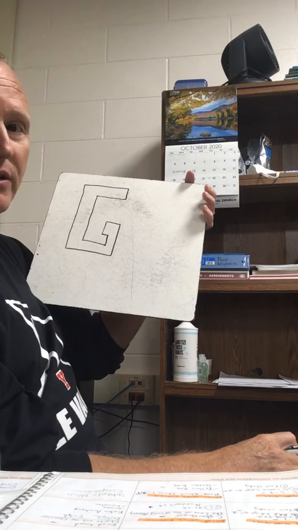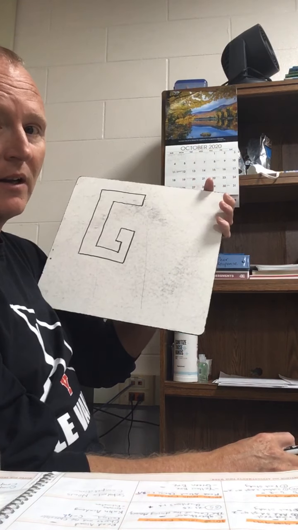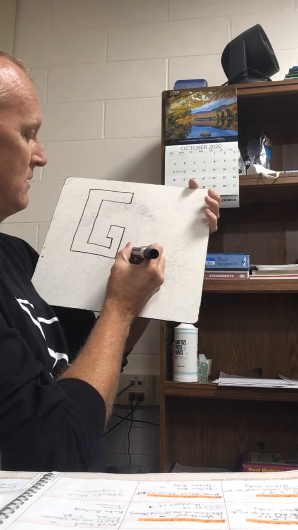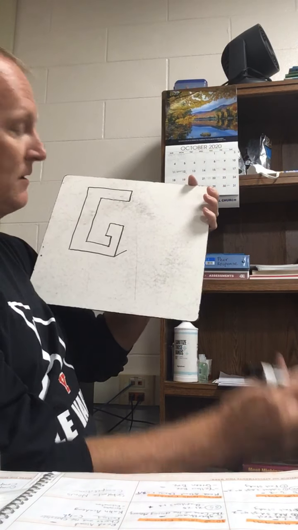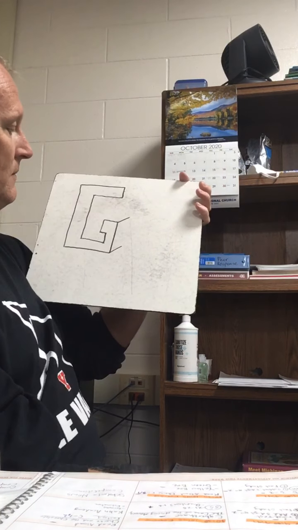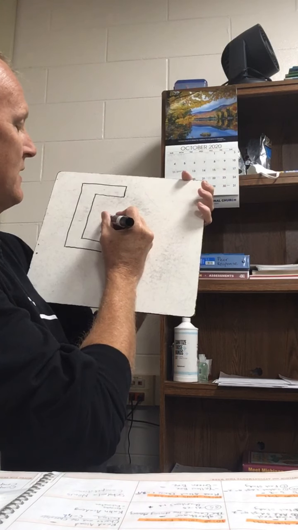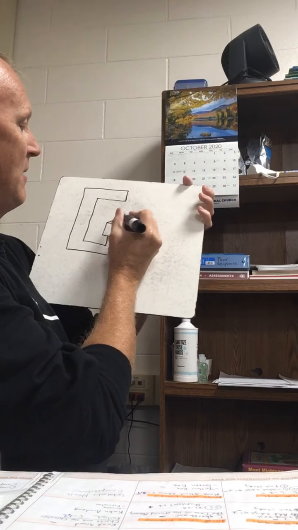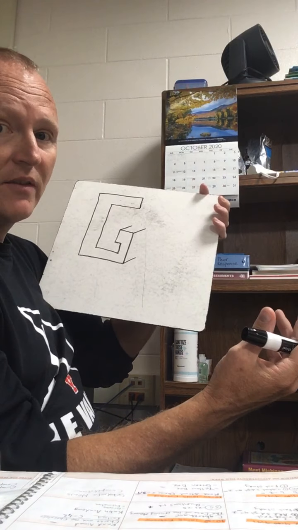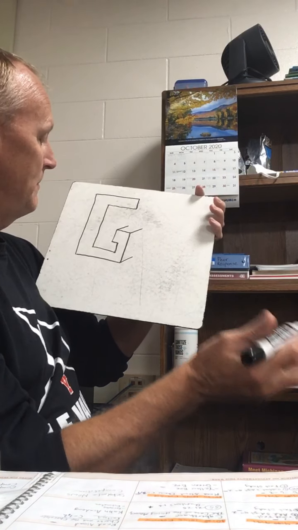Okay, so now to transform it into 3D, we're going to use parallel line segments. So we'll have one from this vertex, going at an angle about like that. Another one from this vertex. Another one from this vertex. Remember, parallel means going the same direction. They would never cross, even if they went on forever and ever.